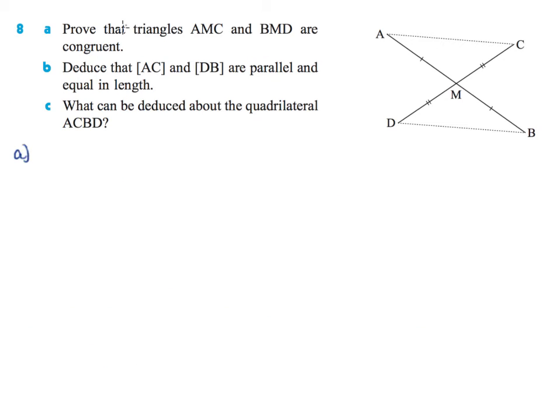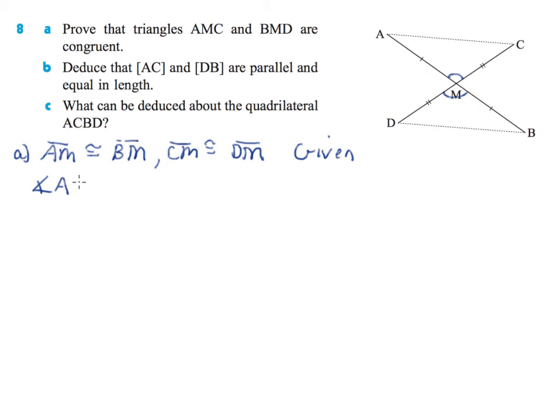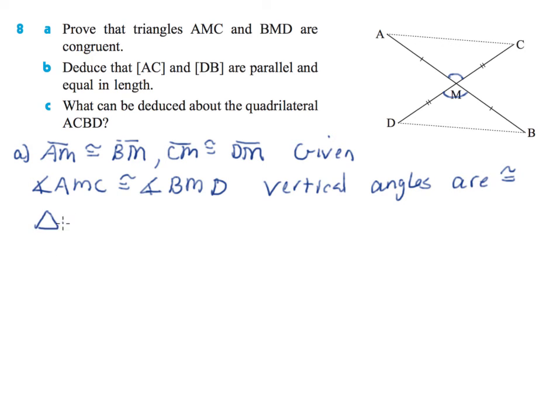Now let's look at number 8. We're going to prove that these two triangles are congruent to each other. So I was given on the diagram that AM is congruent to line segment BM, and line segment CM is congruent to line segment DM. That was given to me. Then I can deduce that angle AMC is congruent to angle BMD because they're vertical angles. And that means that triangle AMC is congruent to triangle BMD by side, angle, side.